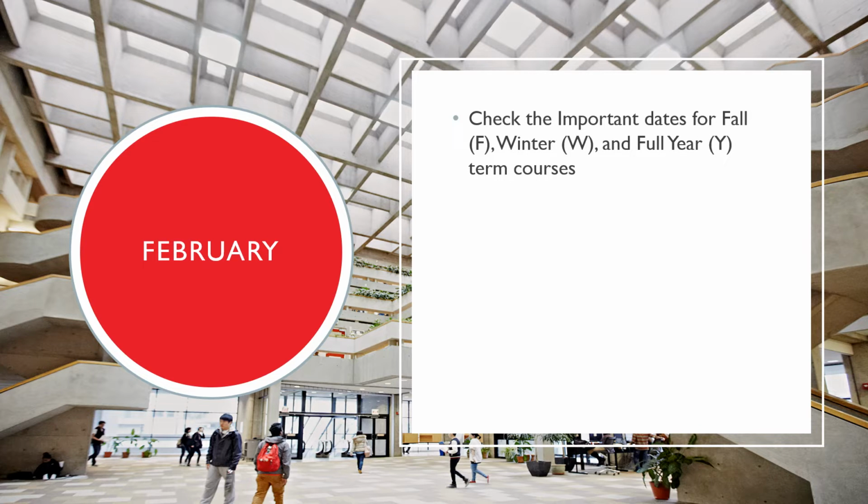Here's what to look out for during the month of February. Important dates such as drop deadlines and refund timelines for fall, winter, and full year term courses can be found on the current student webpage by clicking on Important Dates. This is where you will find important information relevant to each term, classes and exam start and end dates, co-curricular days and reading week, add, drop, and withdrawal deadlines, holidays, university closings, and more.